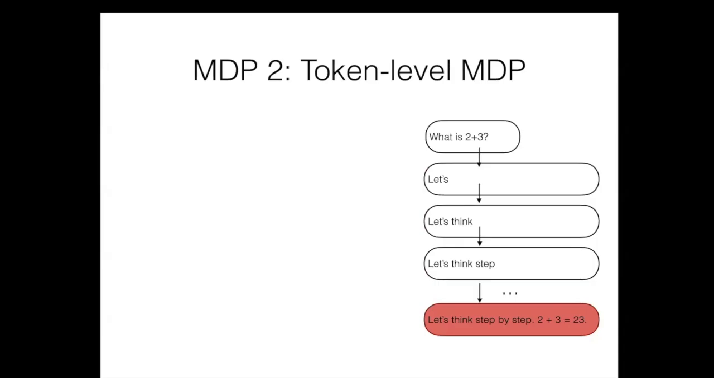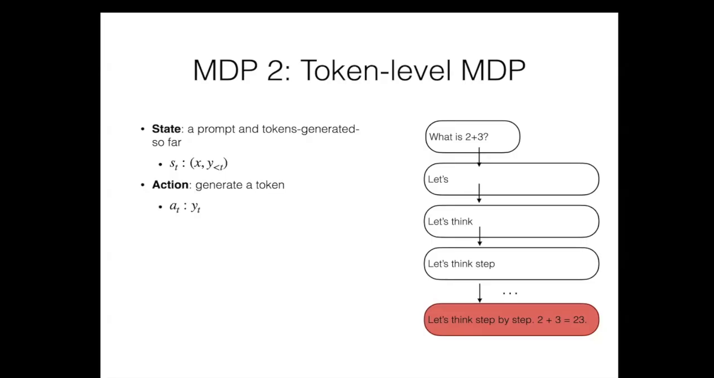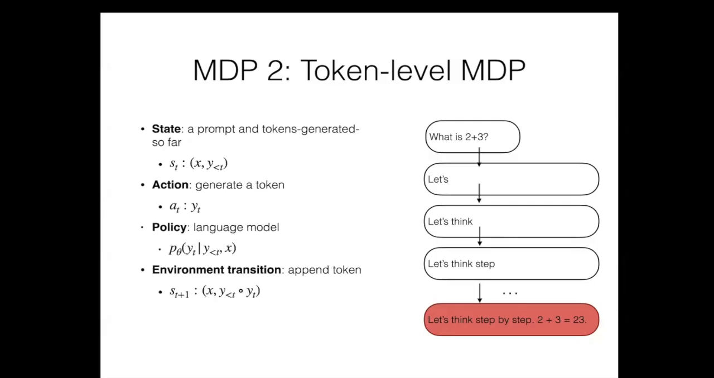Okay, or you can frame things in terms of token by token generation. So we could call this the token level MDP. Here we have the state being the prompt and the tokens that you've generated so far. Your action is generating the next token. Your policy, again, is a language model. And then your environment transition is, again, boring in some sense. It's appending the token to the previously generated tokens, and that will deterministically get you some next state.